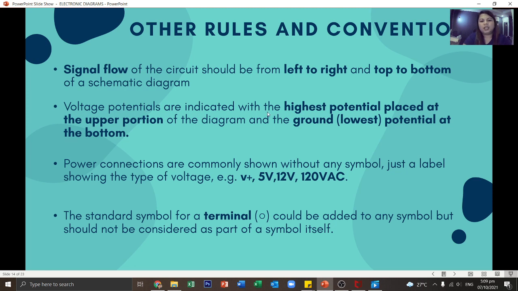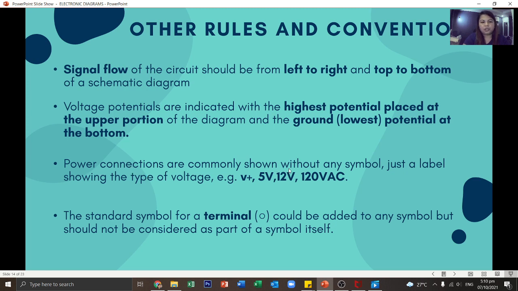Voltage potentials are indicated with the highest potential placed at the upper portion. I think I mentioned this before. The lowest potential voltage is the negative terminal, or the zero as the reference point. So it has the lowest potential. So in the diagram, it should be on the bottom part of the diagram. We don't draw the ground on top of the diagram, higher than the positive of the voltage.